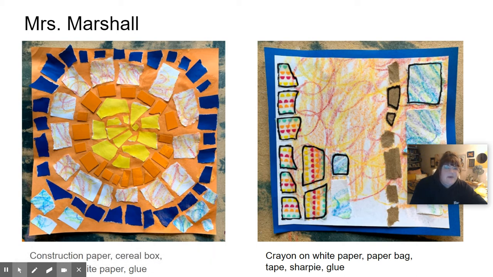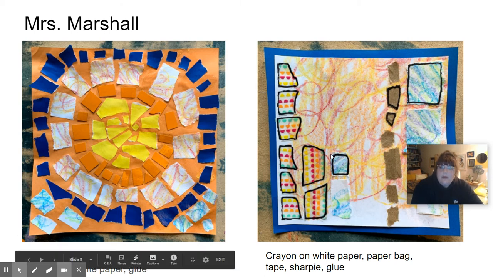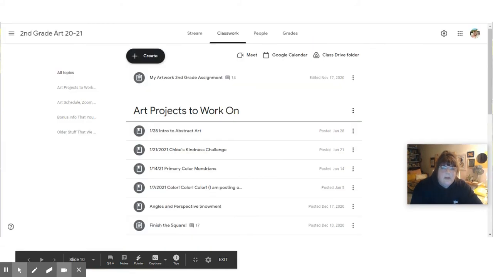When you're taking your photo, notice how she tried to center her artwork right into the middle so that we could see the art and a little bit of the background. So this one is an example of adding crayons and markers to the art too. It's a great idea. There we go. This is what I wanted to show you.